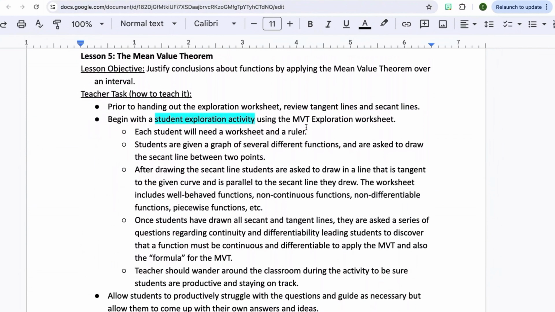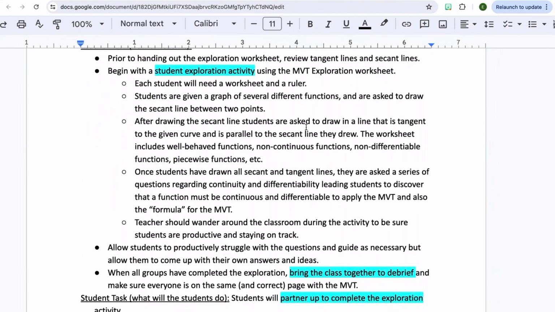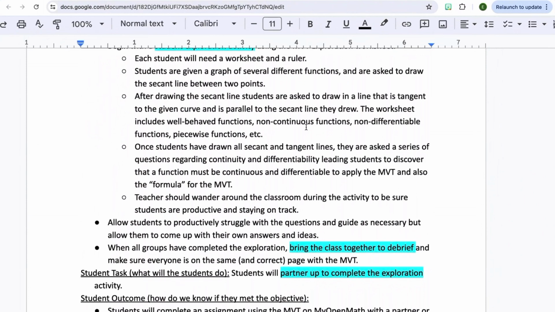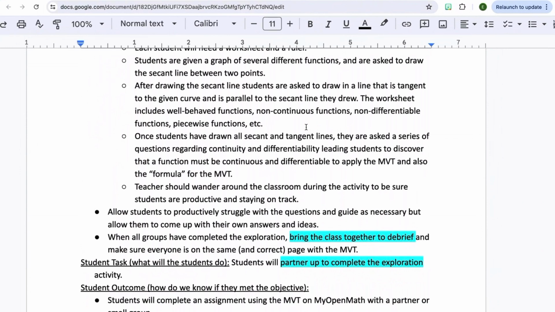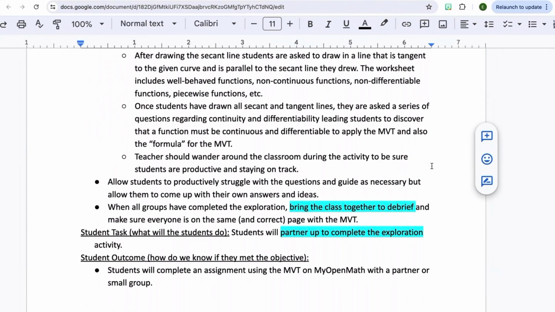Mean value theorem is another really fun exploration activity that I do with the students. They are given a worksheet, they work together in pairs, and they draw secant lines between 2 points on the graph and then try to find a tangent line that's parallel. And then there's questions after they do enough drawings where it asks them, where were you able to draw the tangent, where were you not, what kind of conditions were there, and it kind of leads them to what the MVT says. So the conditions for applying the MVT, and then also what the MVT actually says, where the average rate of change is equal to the instantaneous rate of change.